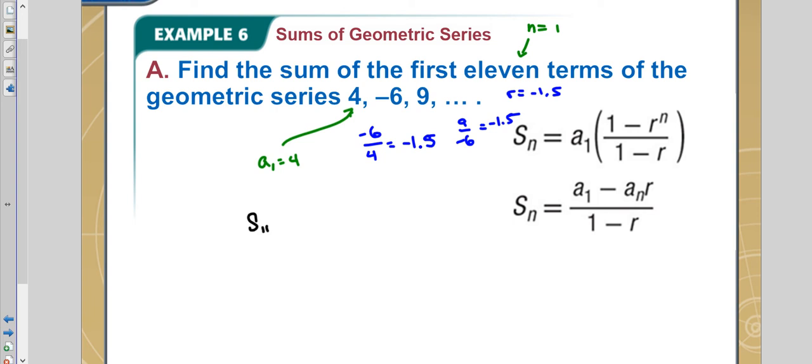So we'll say the sum of the first 11 terms is equal to the first term, which is 4, times 1 minus the rate, which is negative 1.5, to the power of 11, all over 1 minus negative 1.5 here in parentheses. Now this one I could not distribute because it has a power, and according to PEMDAS, I would need to do the power first. But this one I could actually simplify if I wanted to. I'll type it in the calculator just like this.